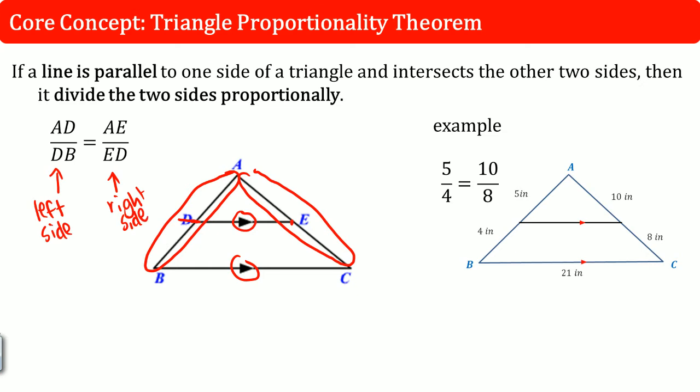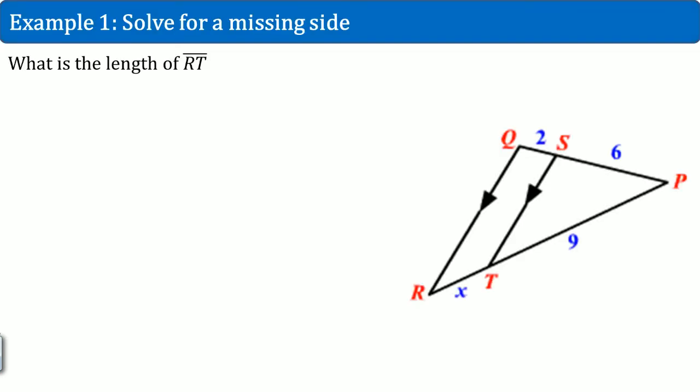Okay. So let's look at an example. Here we're asking to solve for the missing side. Notice it says it's already parallel, and our question mark is going to be your x. So first step is to set up the proportion. Here I got 6 over 2 over 9 over x.